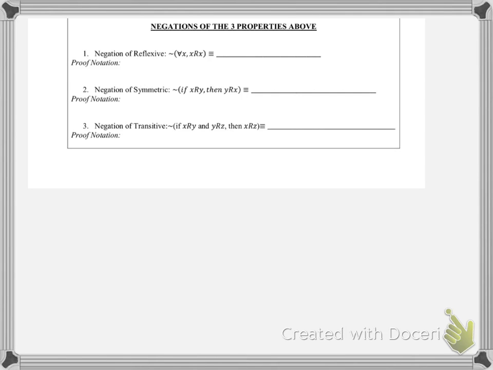All right, negations of the three properties above. You all should remember, similar to when we were negating, it's still quantifiers here and conditional statements. So a for all negation would be what? There exists, right? So there exists an X such that X does not relate X. Okay, and so proof notation, because you know how the structure for there exists quantifiers and things of that nature in conditional statements. There exists an X belonging to A such that X does not relate X.